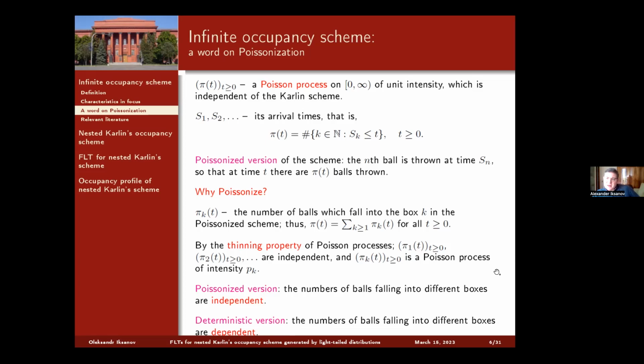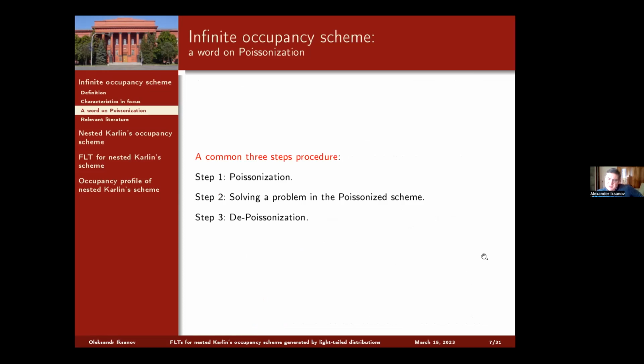And this explains a common approach used in most of the papers dealing with the deterministic scheme. At the first step, the scheme is Poissonized, that is, the deterministic number of balls n is replaced with pi of t, where pi of t is a Poisson random variable. And then the problem at hand is solved for the Poissonized version. And at the very last step, the Poissonized scheme is depoissonized, that is, a transfer is made of the results obtained for the Poissonized scheme to the original deterministic scheme.